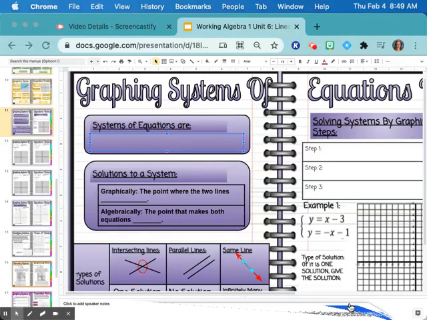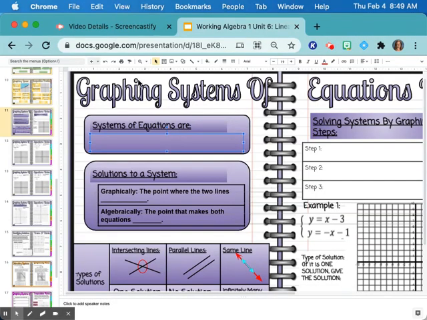We are going to learn about graphing systems of equations. So we've already learned how to graph equations and inequalities. Now, systems of equations is whenever you have two or more equations that you graph on the same plane, the same coordinate grid. So systems of equations are a set of two or more linear equations in the same variables.